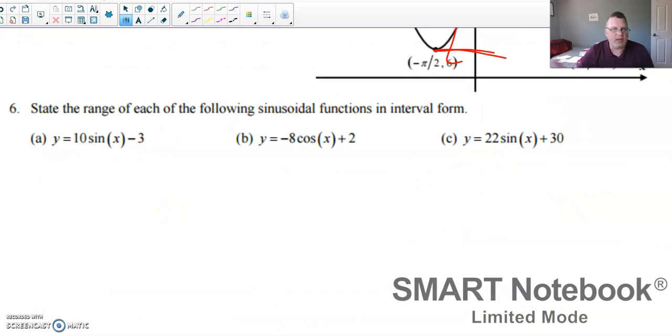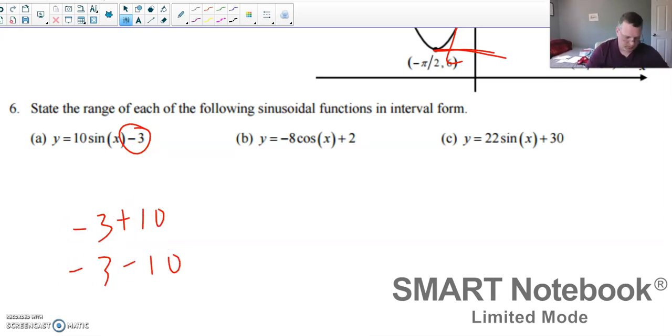State the range, so domain, range. Okay, remember the range of the y's for the sinusoidal functions. Okay, so what do we have here? This right here, midline. So it's -3 plus 10, -3 minus 10. Okay, so it goes from -13 inclusive to 7.